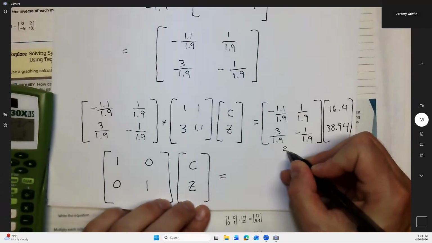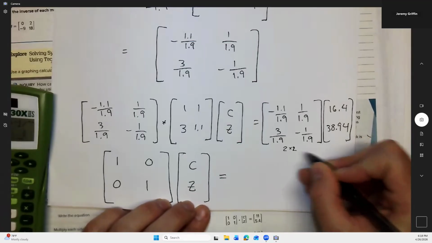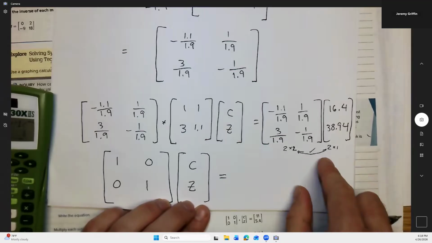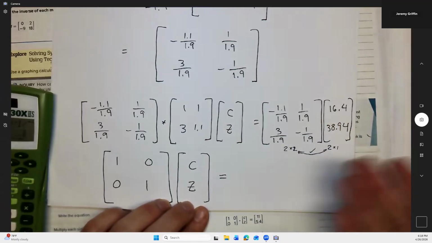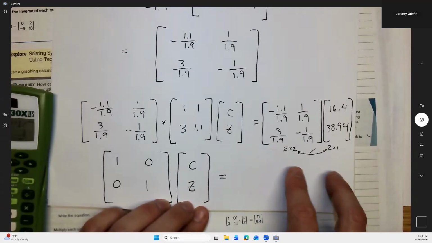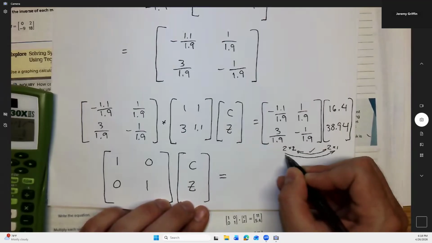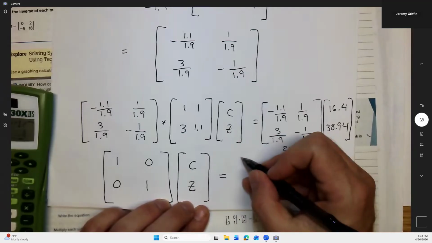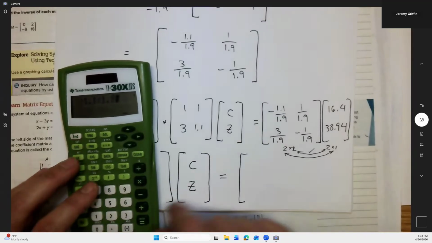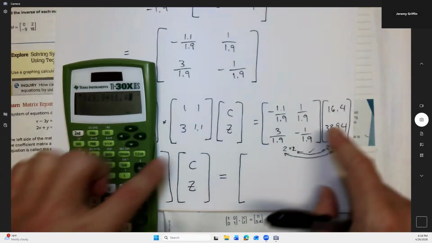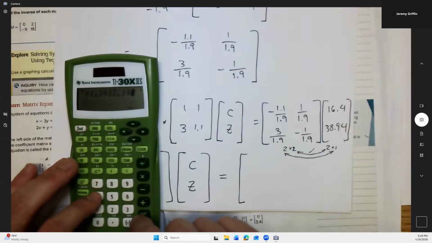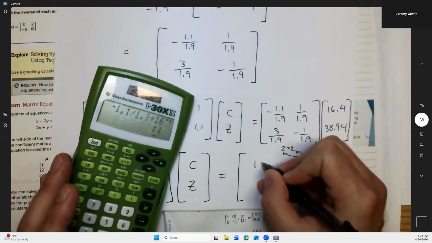Now notice I have a 2 by 2 matrix here, and this one's a 2 by 1. The fact that this 2 matches this 2 means that yes, I can multiply. If I tried to multiply in a different order, it would fall apart. It wouldn't even be allowed. So I do have to put the inverse matrix in front like this. My product is going to be a 2 by 1 matrix, which is what I'm looking for. So let's put this together. Negative 1/9 times 16.4 plus 1/9 times 38.94. Ooh, a nice even 11.